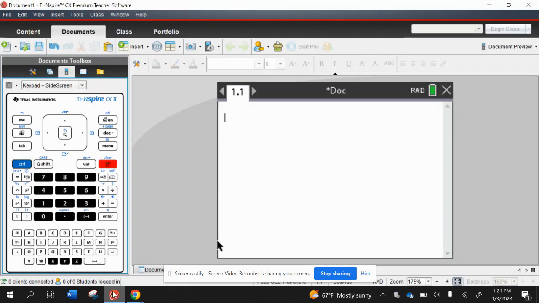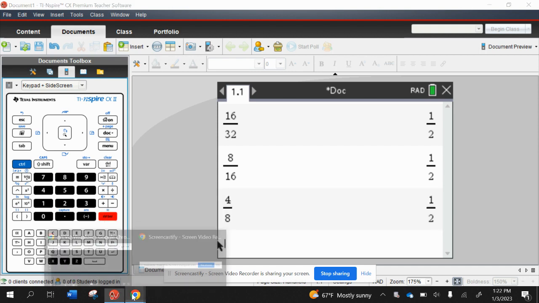Okay, let's remove the previous problem. So we're going to do 16 divided by 32, 8 divided by 16, and 4 divided by 8. So you can see the common ratio is 1/2.